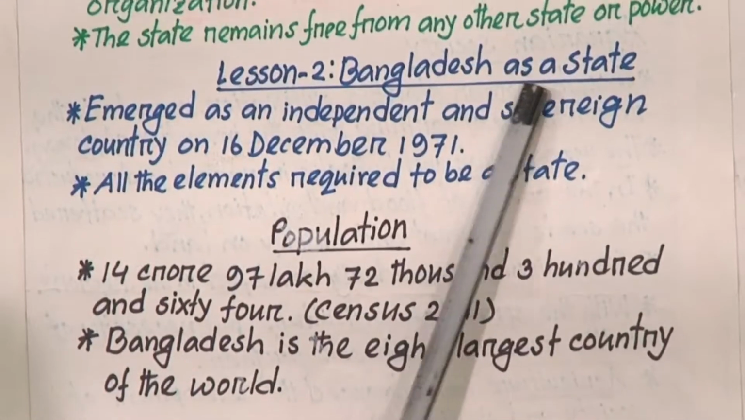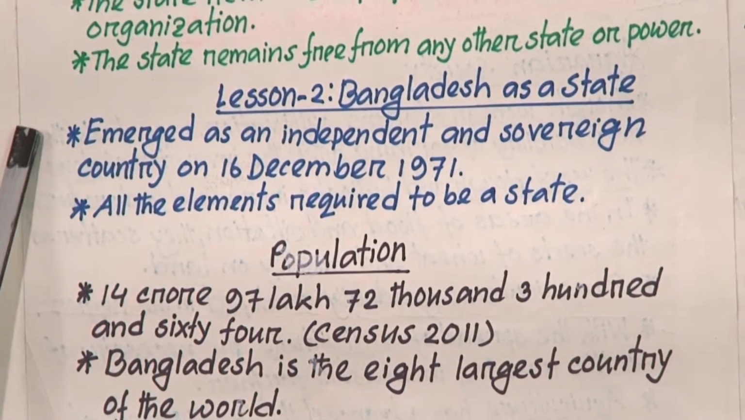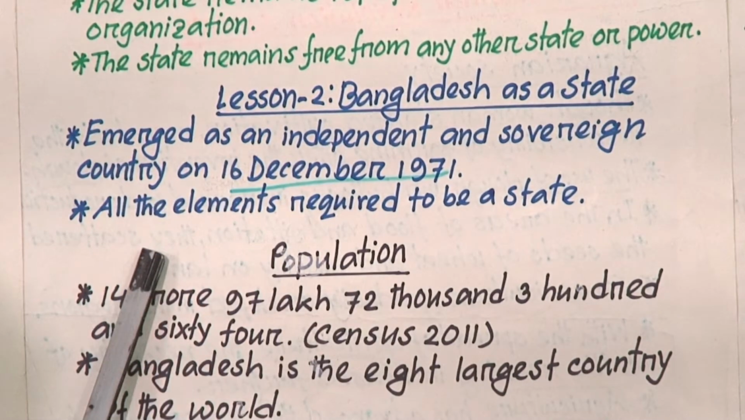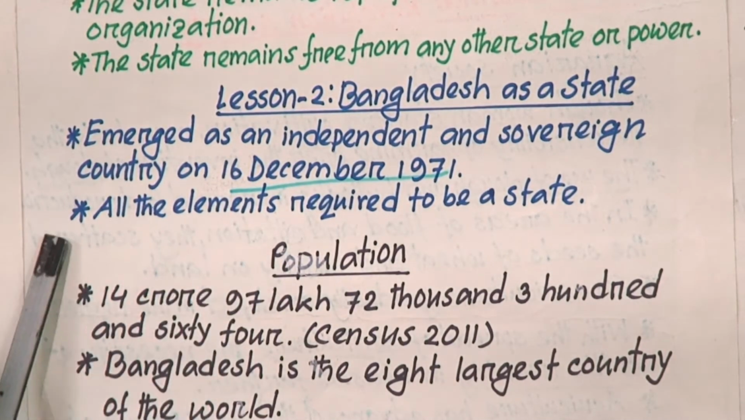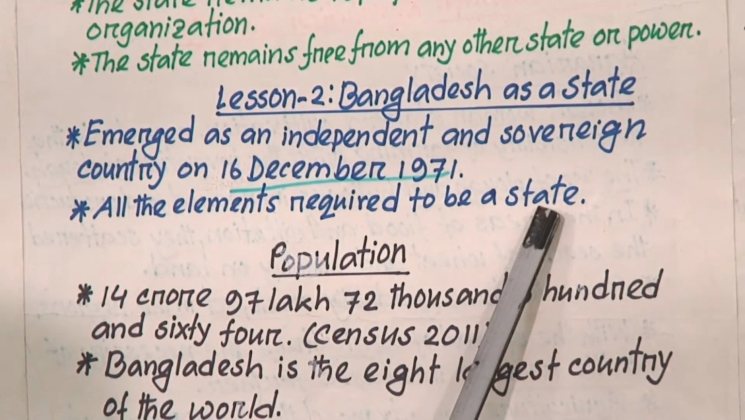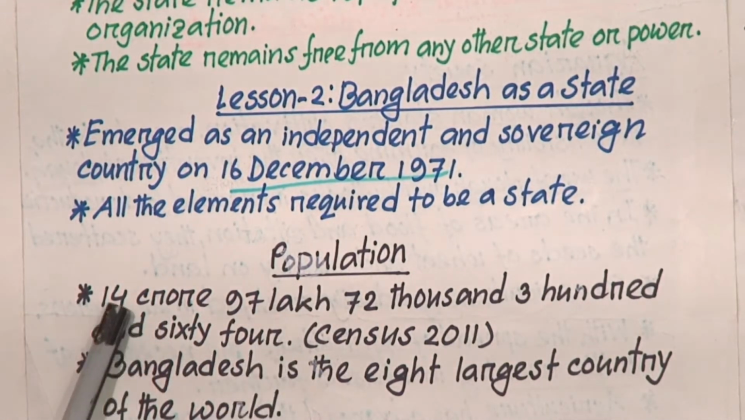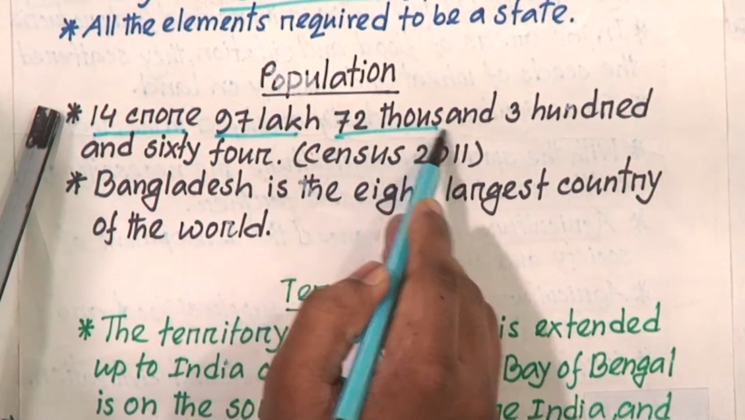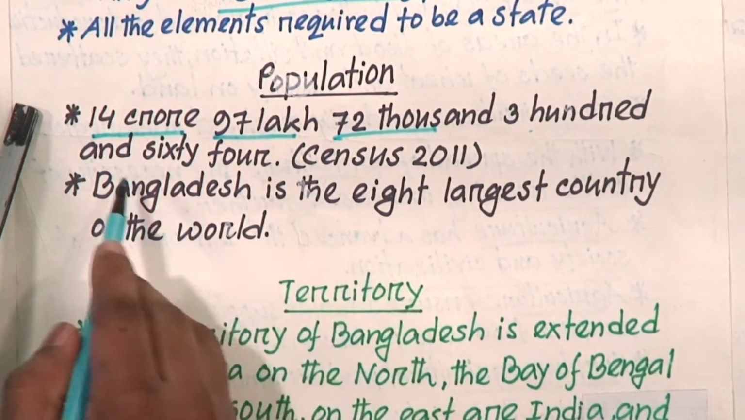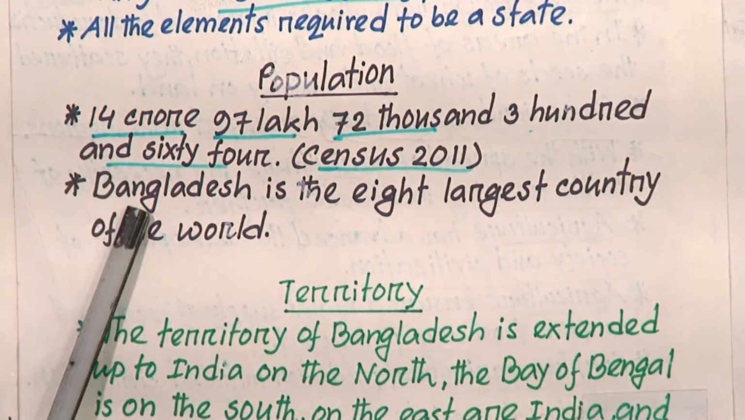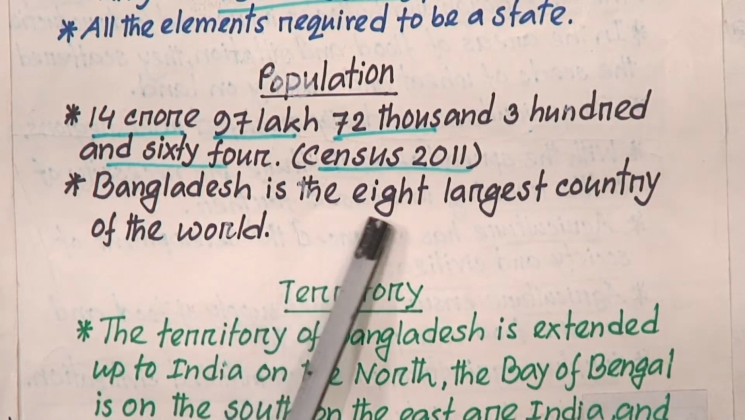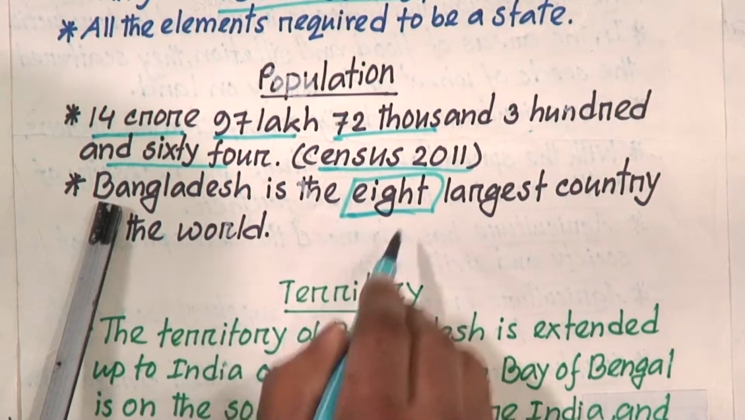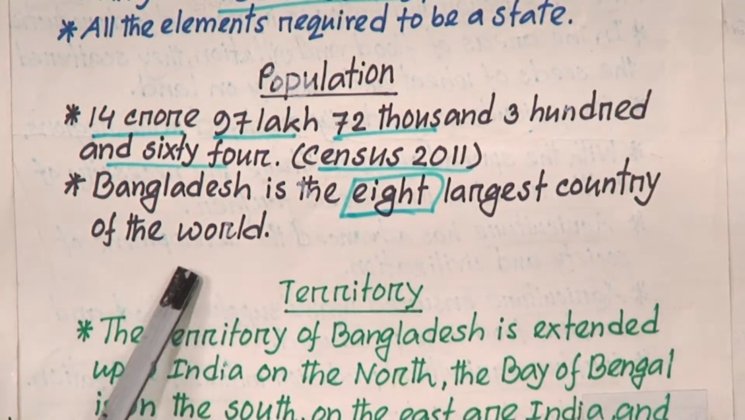Lesson 2, Bangladesh as a state. Bangladesh emerged as an independent and sovereign country on 16 December 1971. You know everyone, Bangladesh has all the elements required to be a state. First, population. Bangladesh's population is 14 crore 97 lakh 72,364 according to census 2011. Bangladesh is the 8th largest country of the world according to population.